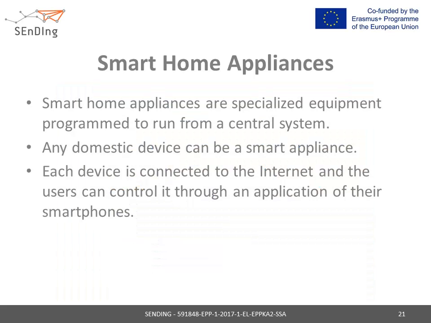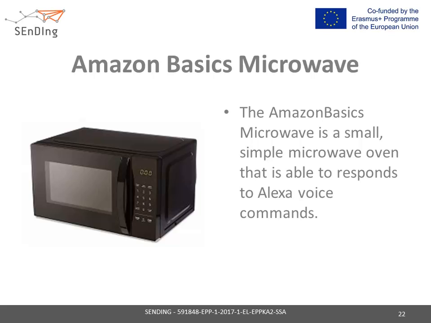Smart home appliances. Smart home appliances are specialized equipment programmed to run from a central system. Any domestic device can be a smart appliance. Each device is connected to the internet and the users can control it through an application on their smartphones. The Amazon Basics microwave is a small, simple microwave oven that can respond to Alexa voice commands.